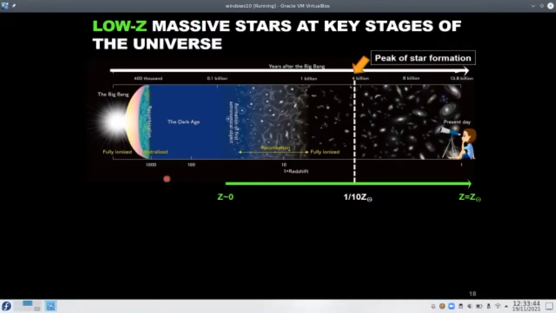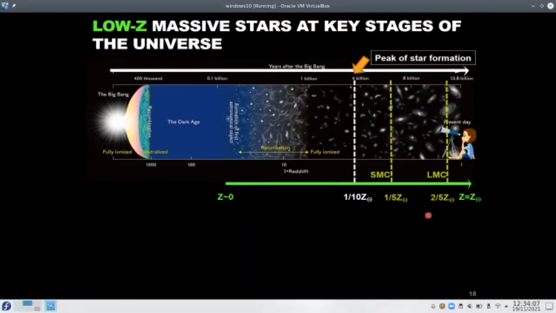Okay, so we go back to the cartoon of the evolution of the universe. And let's see what was the current status before we began working on this. And basically, all we knew came from these two galaxies, the Small Magellanic Cloud and the Large Magellanic Cloud, with 1/5 solar metallicity and 2/5 solar metallicity. There's a reason for that.